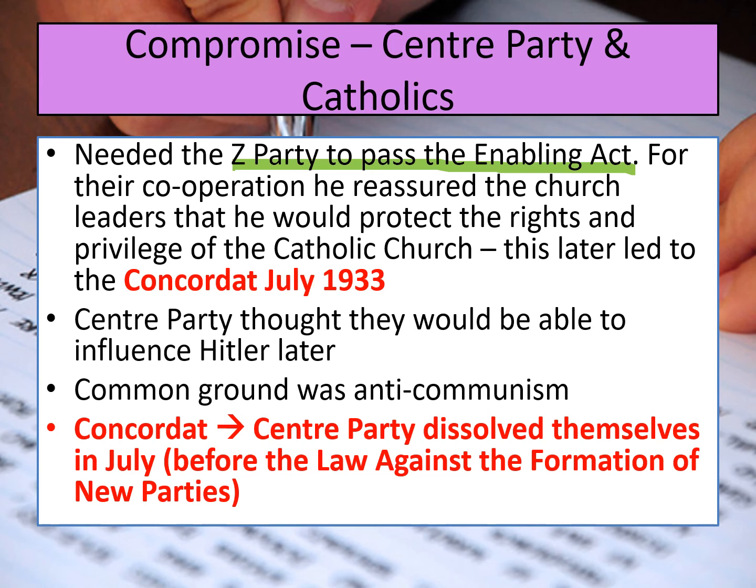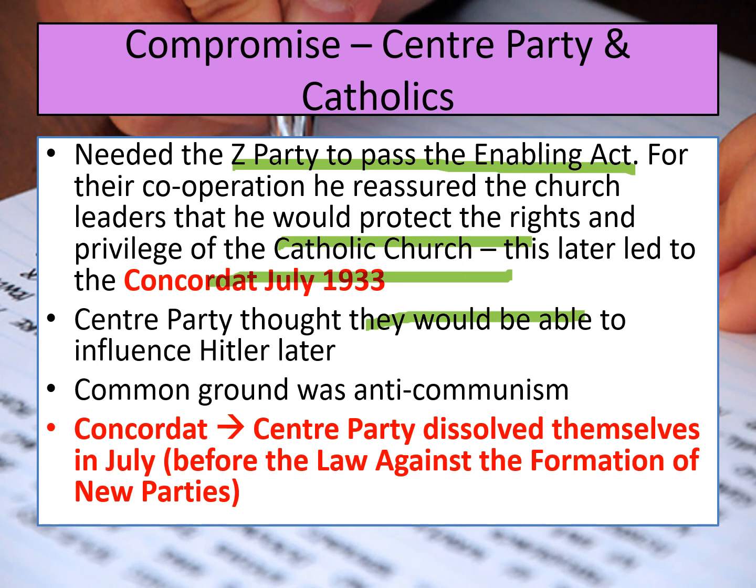For their cooperation, Hitler had reassured the church leaders that he would protect the rights and privileges of the Catholic Church, which then later led to a formal agreement called the Concordat that was signed in July 1933, where basically it said that the Centre Party would stay out of politics, and in return Hitler had to leave the Catholic schools and youth groups alone. We'll learn more about that when we do Unit 4.